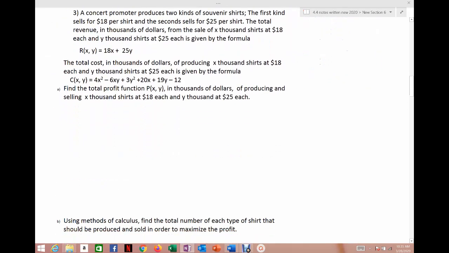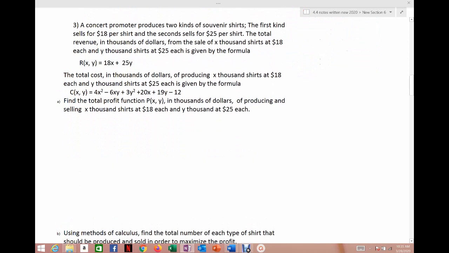Alright, the next problem. We actually had this one earlier when we first introduced multivariable functions. If you go back and look at the 7.1 video, we did this one, we set this one up. So first thing we wanted to do was find our profit equation, which, like I said, we did in the 7.1 notes. I'm just going to remind you how we did it and then write down the profit equation.